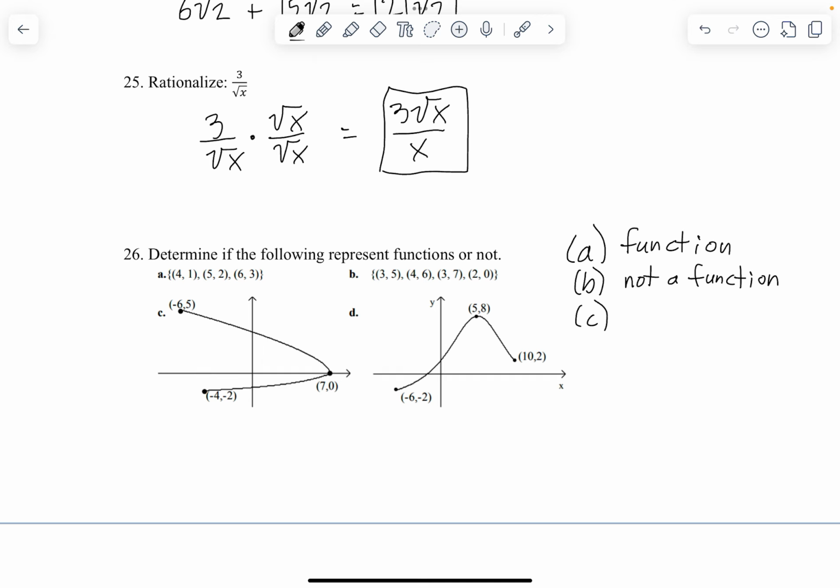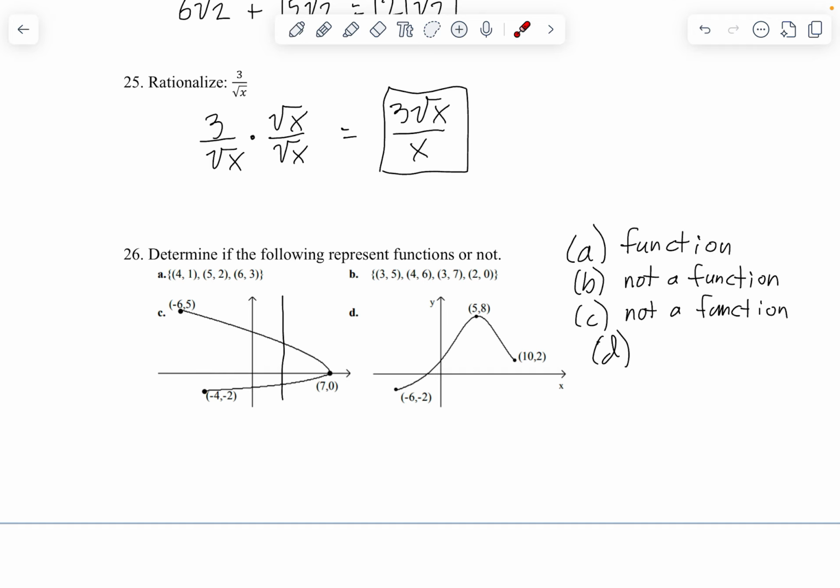The other two are graphs. The way we test if a graph is a function is by doing the vertical line test. If you draw a vertical line and it intersects the graph more than once, it's not a function. You'll see this intersects the graph twice, so that means it is not a function, because it fails the vertical line test.